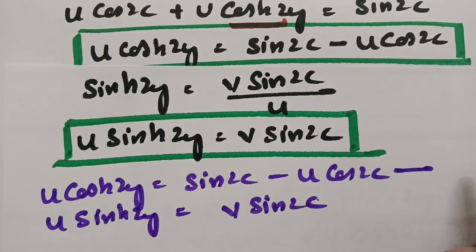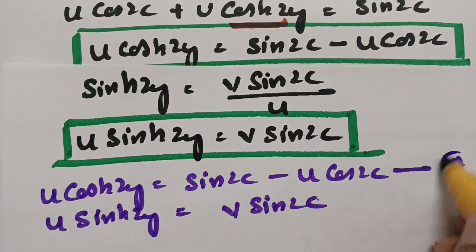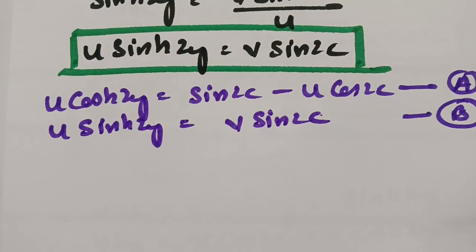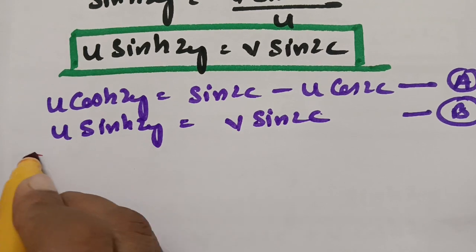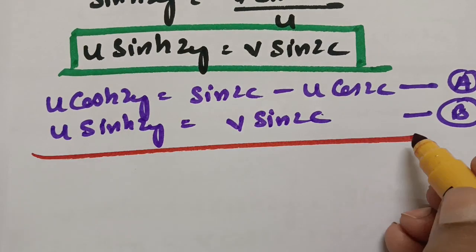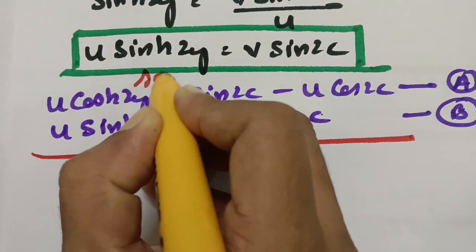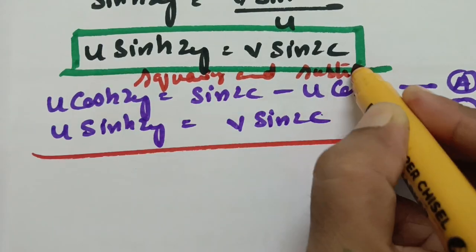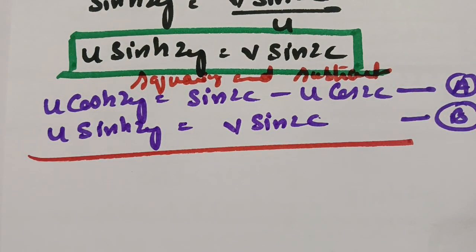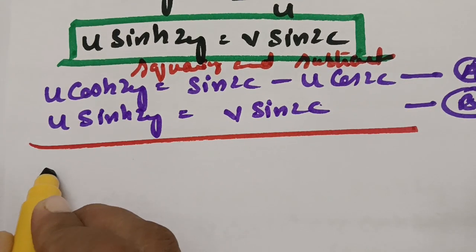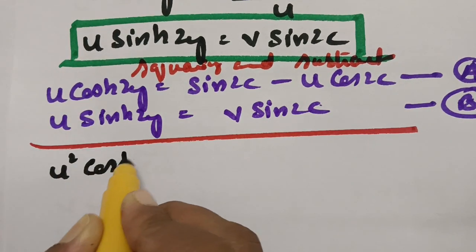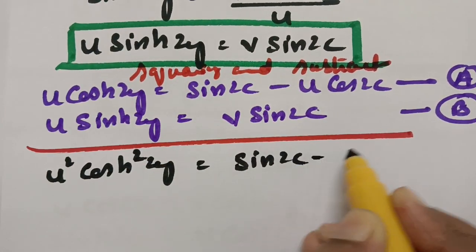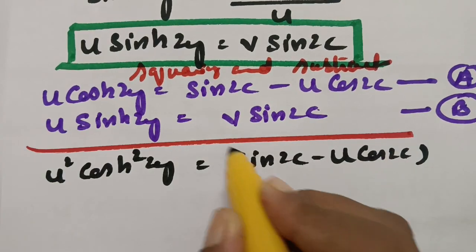Now these are equations A as well as B. In order to eliminate y, I am going to square and subtract. If I square both the equations, it will become u square cosh square y is equal to (a sine 2c minus u cos 2c) whole square.